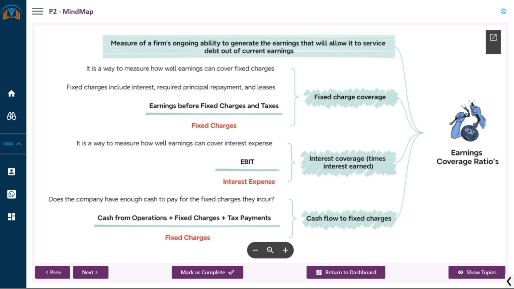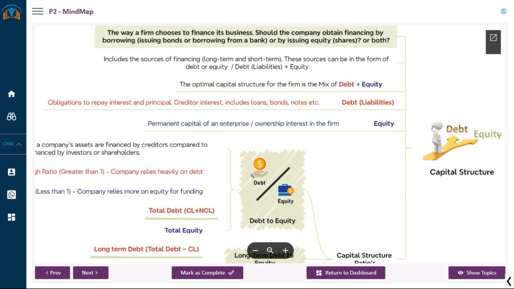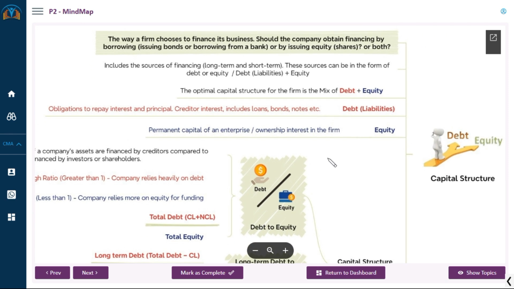So apart from earning coverage ratio, we have capital structure ratio. Capital structure looks at the structure of your capital. This is the way a firm chooses to finance its business. So how are you going to finance your business? Should the company obtain financing by borrowing? Either you are going to take a loan, or you are going to issue shares, or both.